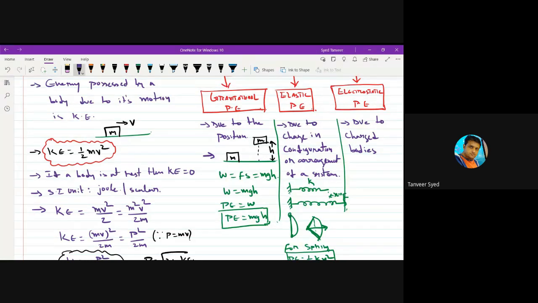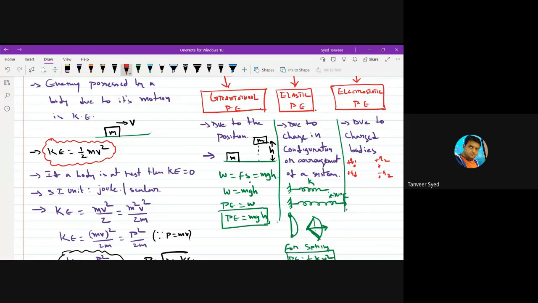Charged bodies. Suppose you have two bodies which are charged. Q1, Q2 are the charges. Let us say positive charge, positive charge. There will be repulsion. If there are opposite charges, plus Q1 minus Q2, there will be attraction. So when you arrange charged particles in one particular configuration, you will be doing work on that system. That work done will be stored as electrostatic potential energy.